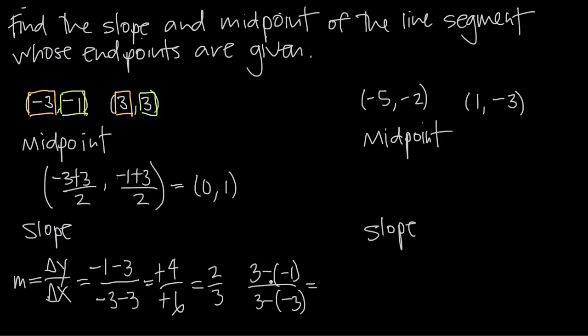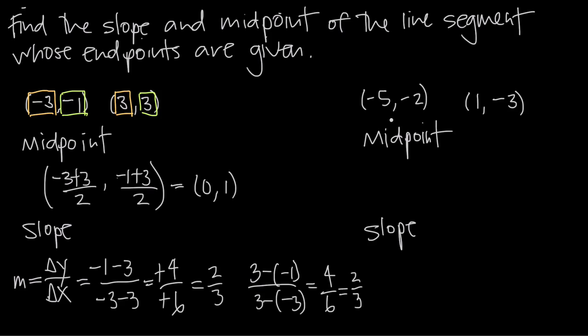When we simplify here, 3 minus a negative is 3 plus 1, so 4. And here, 3 minus a -3, the negatives cancel, we get a positive sign. 3 plus 3 is 6. 4 over 6 reduces to 2/3, which is the same slope we got when we went the other way. So either way, you're going to find the same value for the slope as long as you're consistent.